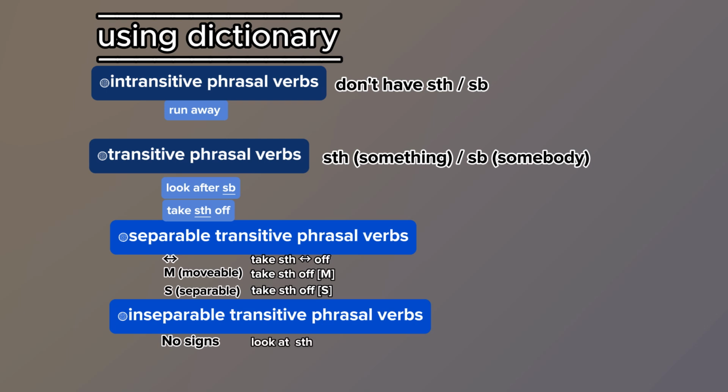Look at something. You don't see any signs, so it is a transitive phrasal verb because of the object something, but inseparable due to no sign.